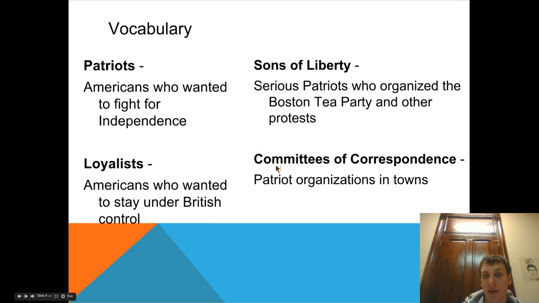And then next were the Committees of Correspondence. And Committees of Correspondence were the patriot organizations in towns. So these committees of correspondence would get all the patriots together and they would organize things like militias. So they had like a small army in each town. They would organize the boycotts and the protests. They would work with the Sons of Liberty to make sure that all the colonies were connected together, unified, fighting against the British.